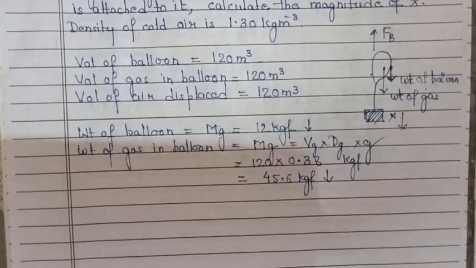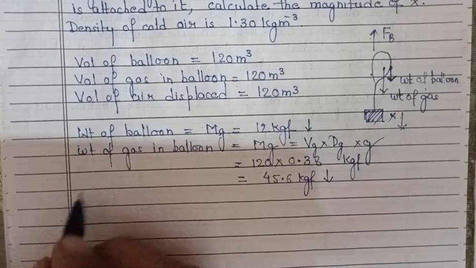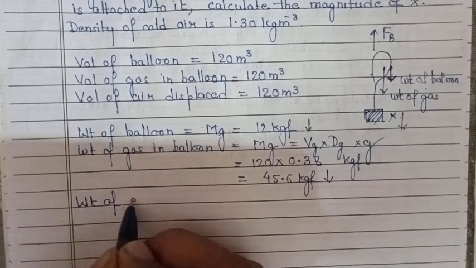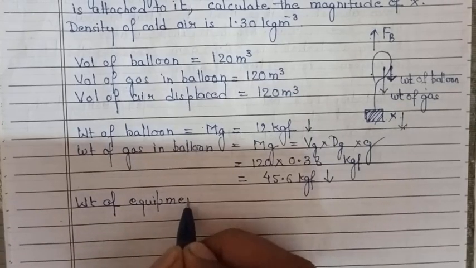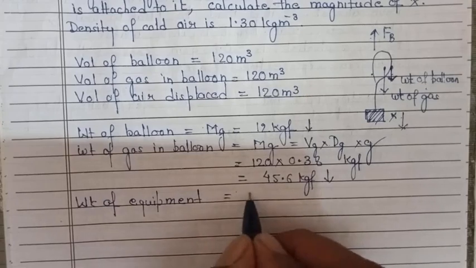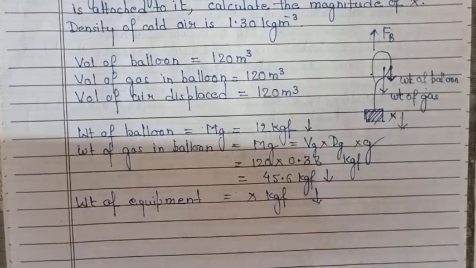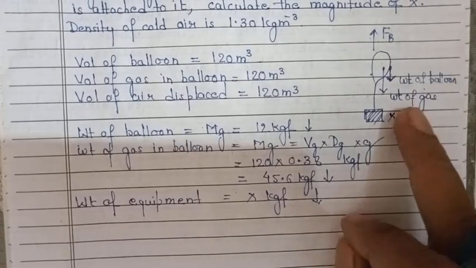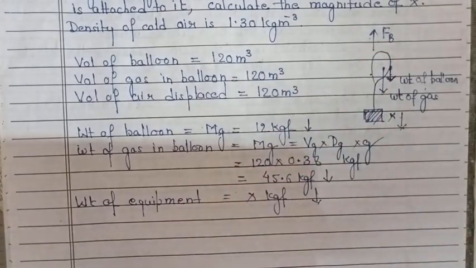Okay, the third force acting on the balloon is the weight of the equipment which is attached to the balloon. So weight of equipment is equal to x kgf. It is again in the downward direction. So we have calculated the three forces acting on the balloon in the downward direction. Now these three forces are balanced by one force which is in the upward direction.